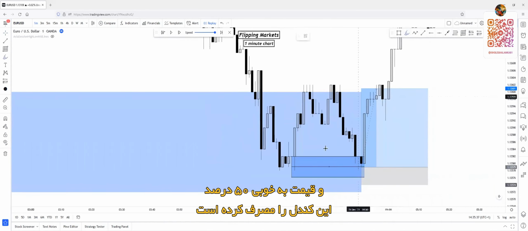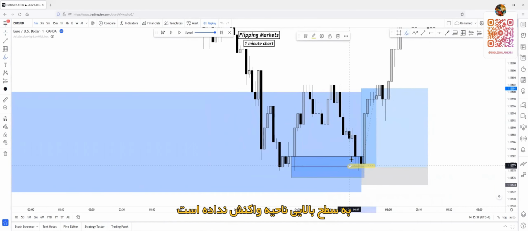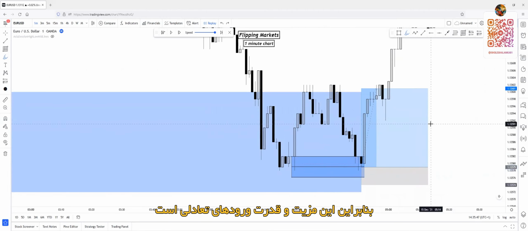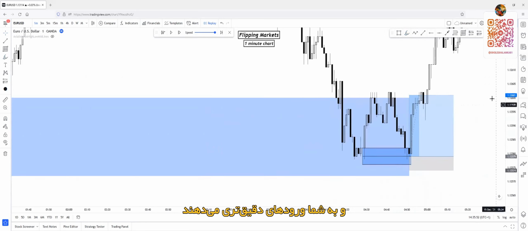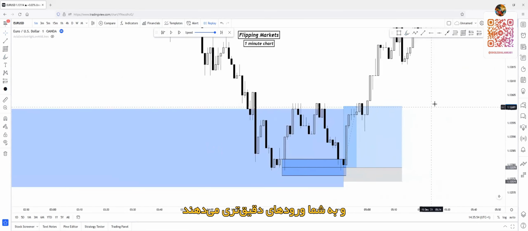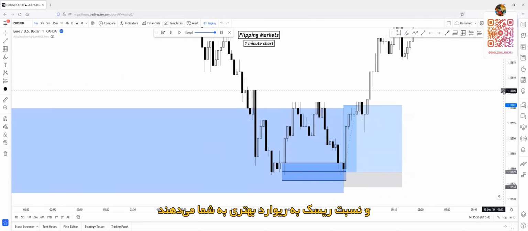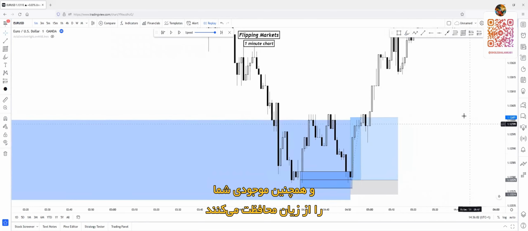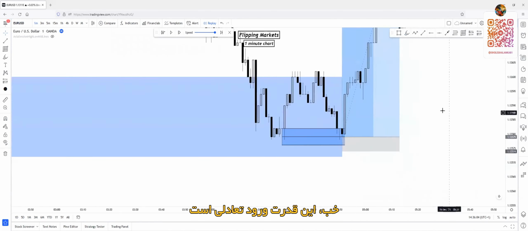And as you can see, price perfectly mitigated the 50% of this candle. It didn't respect the top of the zone. It just came down to mitigate the 50% of this zone. So that's the power of the Gamboxes. That's the power of the equilibrium entries. It gives you a more precise entry and a better and bigger risk-reward ratio, and also protects your capital from losses. So yeah, that's the power of the Gamboxes.